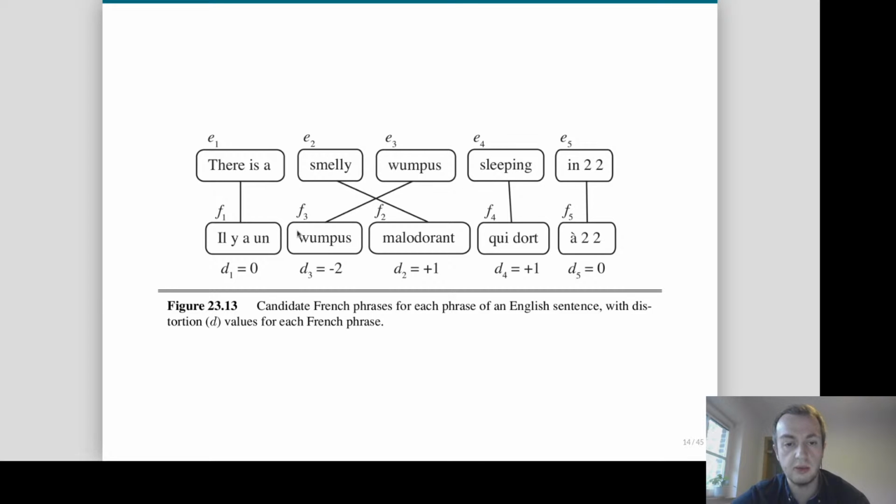And then, of course, in French, the ordering of the words would be slightly different. In particular, we would put the adjective malodorant after the wumpus. And so this is where you see that there would be some kind of distortion between those two sentences. Right? From the English to the French, we would have to distort the positions of the phrases in order to construct a proper French translation.